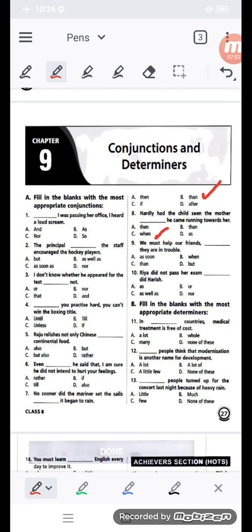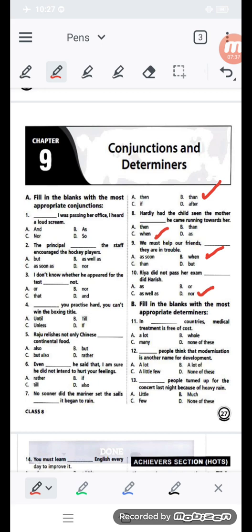We must help our friends dash they are in trouble. Question number 9. Here it is when. Ria did not pass her exam. Dash did hers. As or as well as nor. So question number 10, what will be the answer here? Nor. Sometimes nor, not is combined with nor, neither is combined with nor in this way.